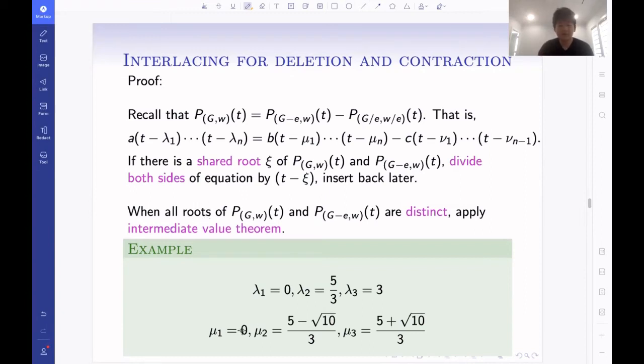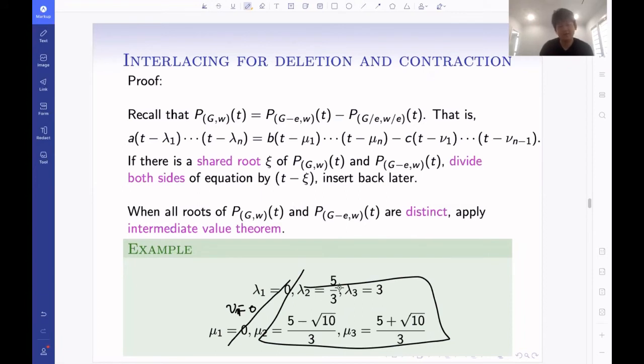So for example, if we take lambda 1 to lambda 3, mu 1 to mu 3, you'll notice that you have a shared root. Actually, all Laplacians have eigenvalue 0. So you can just get rid of them, because you know that there must be a nu equals 0. Actually, it's nu 1. So you can get rid of them, and then you can just consider this part. Finally, when they're all distinct, you apply the intermediate value theorem.